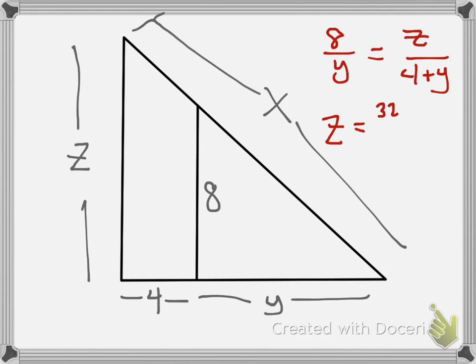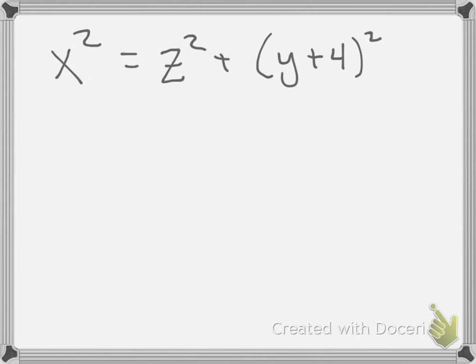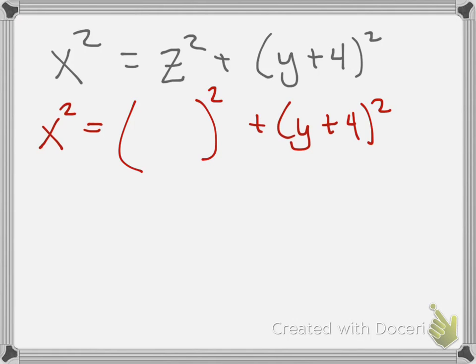I'm going to go ahead and distribute now just due to space. 32 plus 8y, over y, like this. And I can put that in place of z in my equation on the other page here. So x squared is going to be equal to something squared plus y plus 4 squared.